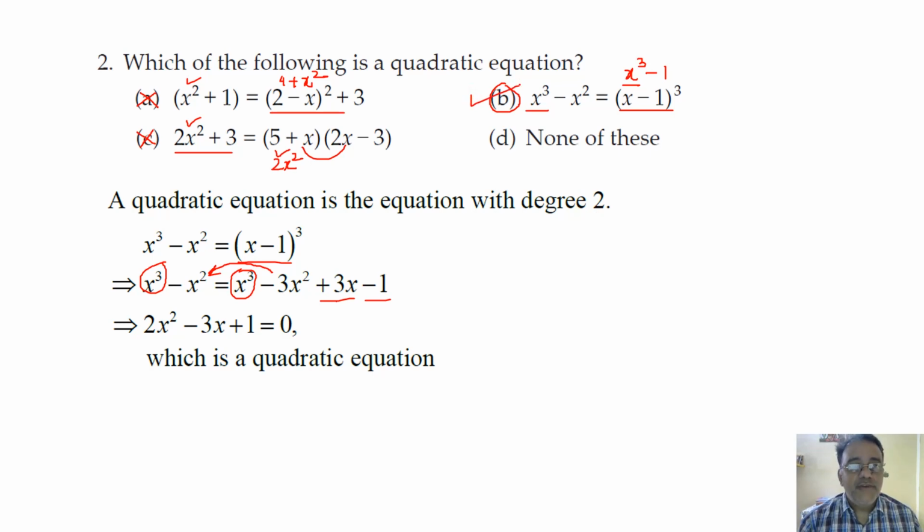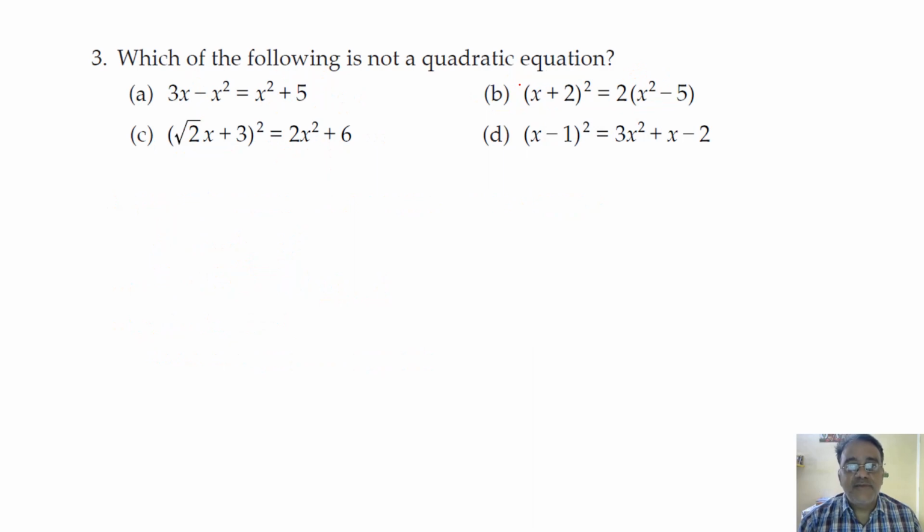Right. So now we are moving toward the next question. Which of the following is not a quadratic equation? So here we have to find out which one is not. See, if you shift minus x square to this side, it will add up with x square. So we are getting 2x square. So this is a quadratic equation.